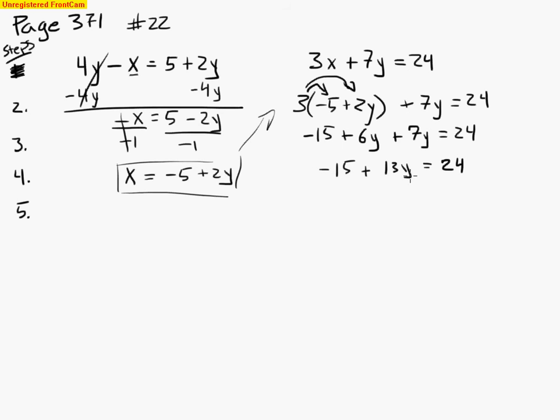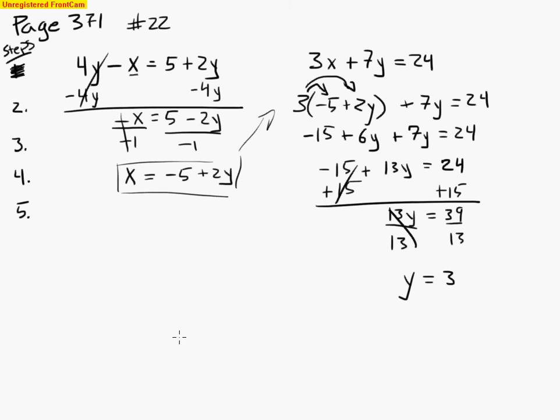Now again, I want y by itself, so let's go ahead and get rid of this guy, do positive 15 both sides, cross this out. 13y equals, this looks like it's 39. All right, divide by 13, divide by 13. This crosses out, and I get y equals 3. That is the end of step 2.